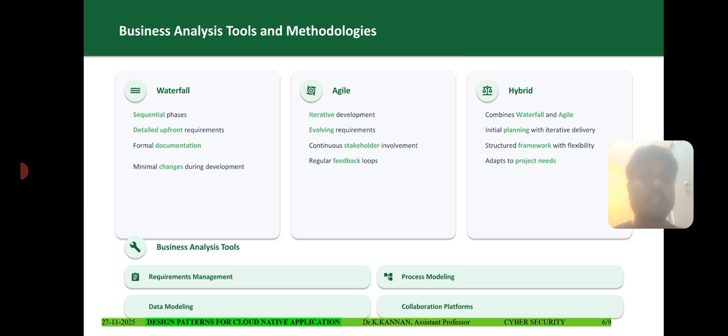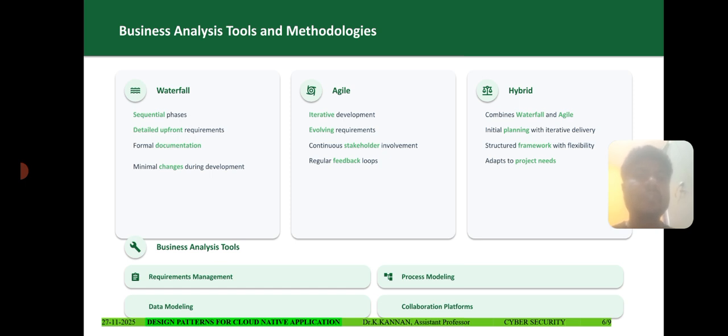Next are business analysis tools and methodologies like waterfall, Agile, and hybrid. Waterfall is sequential phases, from early to detailed, with upfront requirements. Formal documentation is needed, and there are minimal changes during the development time of the waterfall approach.